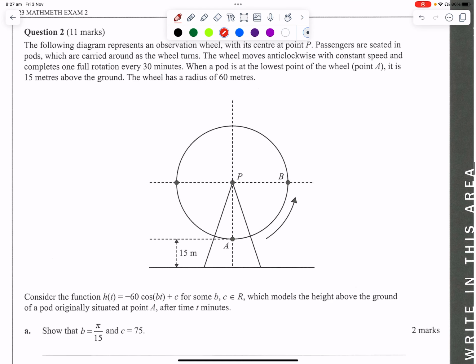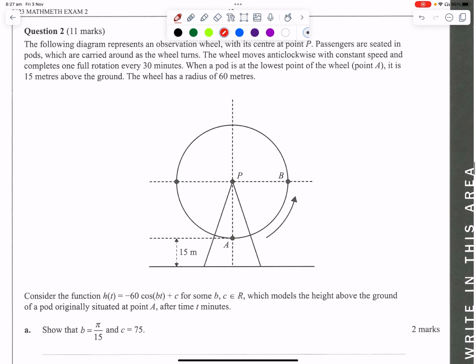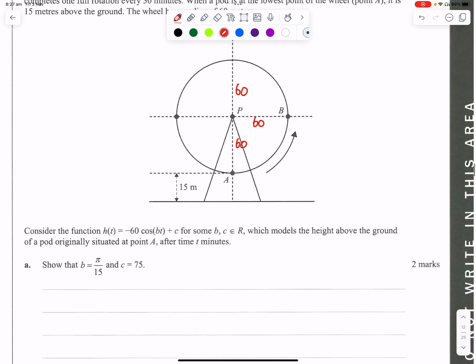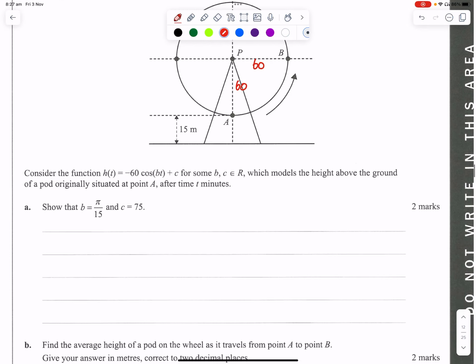All right, so we've got this. The wheel moves anti-clockwise, so that way. Constant speed, completes one full rotation every 30 minutes. When a pod is at the lowest point on the wheel, it's 15 meters above the ground. The wheel has a radius of 60. So we know that's 60, 60, 60. Okay, consider that function, negative cos and so on, which models the height above the ground of the pod originally situated at the point A after time t minutes. Show that B is that.